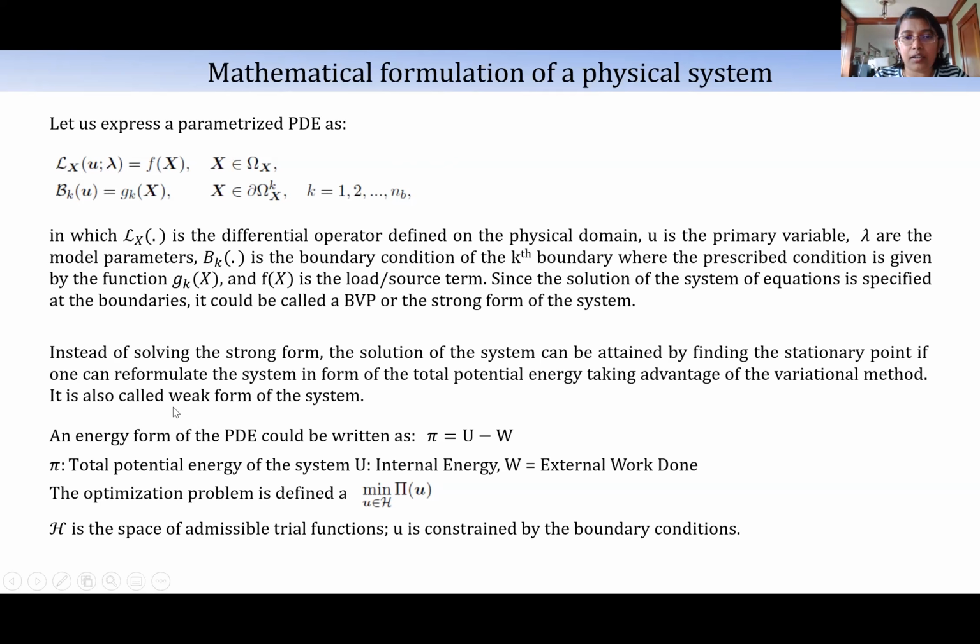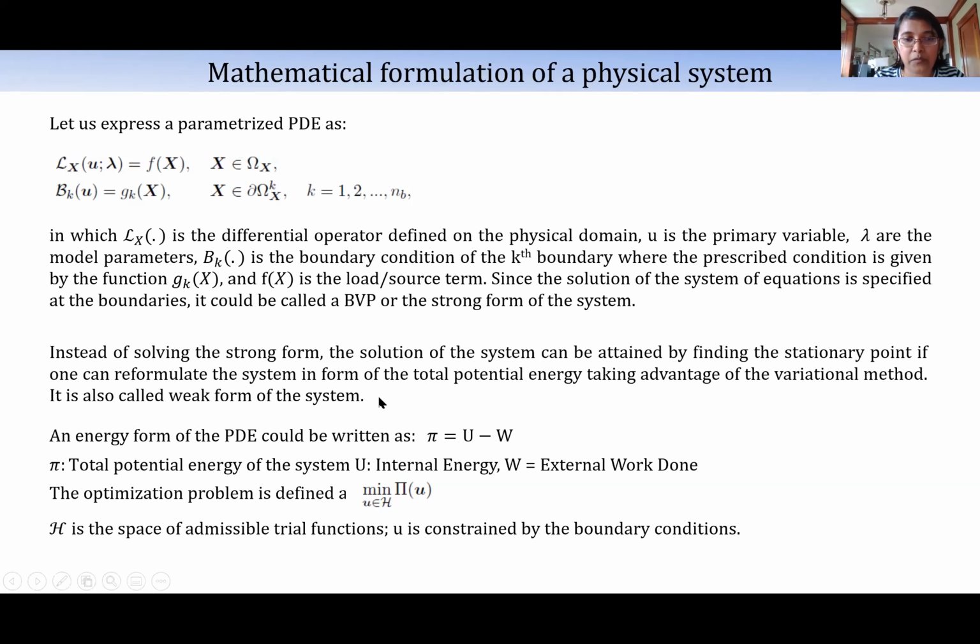Now, since the solution of the system of equations is specified at the boundary, this can also be called the boundary value problem or the strong form of the system. Now, instead of solving the strong form, the solution of the system can be obtained by finding the stationary point if one can reformulate the system in the form of a total potential energy, taking advantage of the variational method.